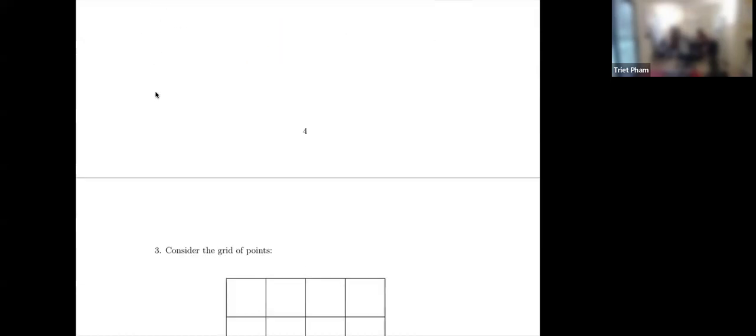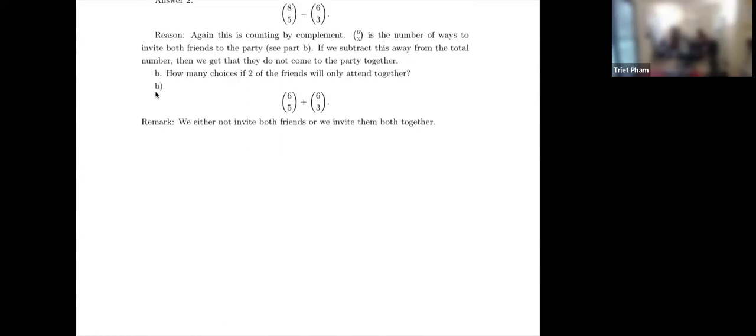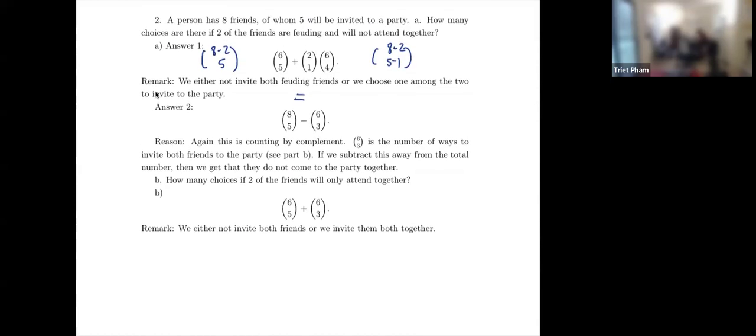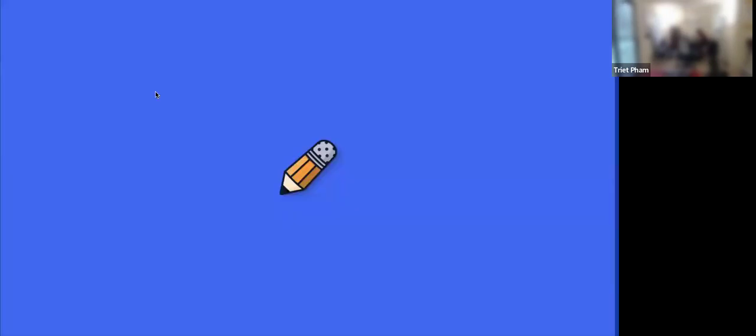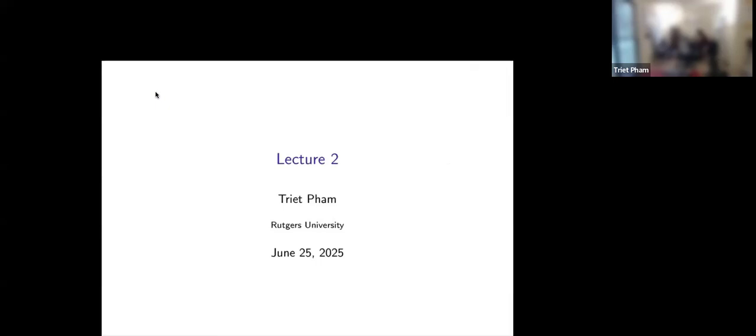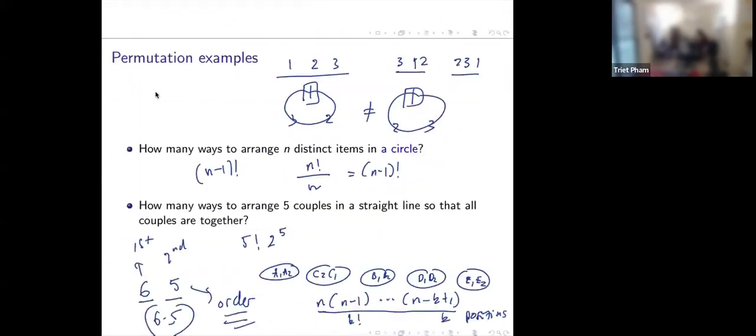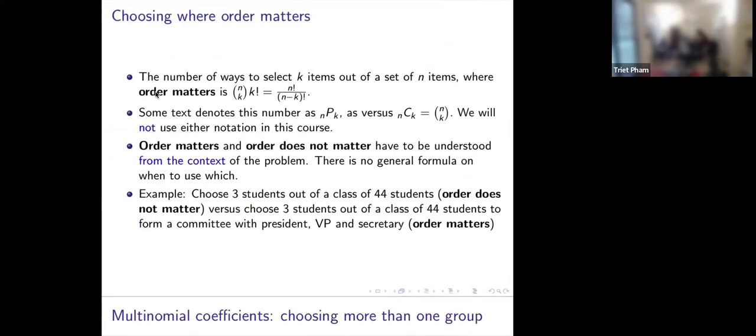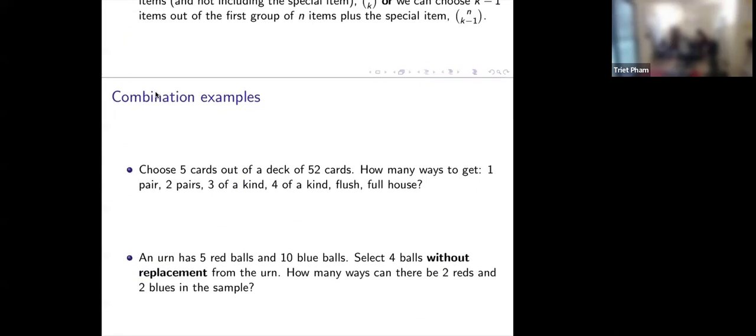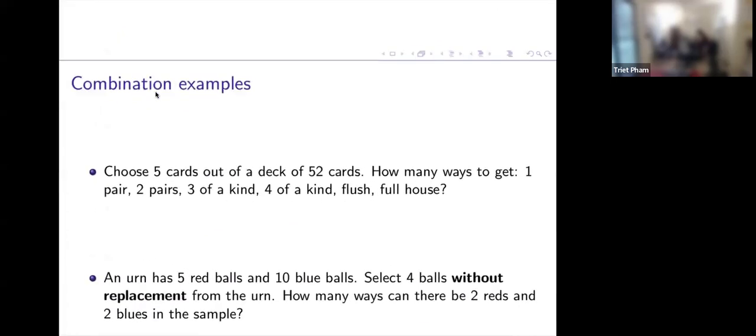All right, so let's go back and do some examples of combinations before we continue with the problem. Right, so this is a classical example in the so-called game of poker.